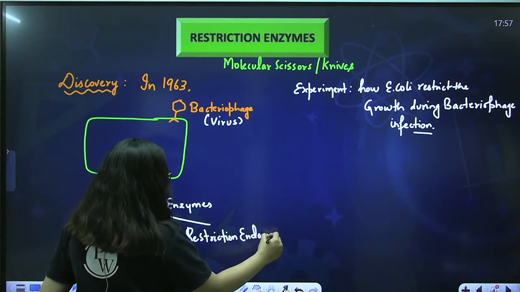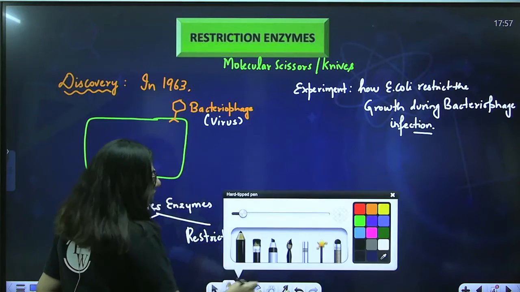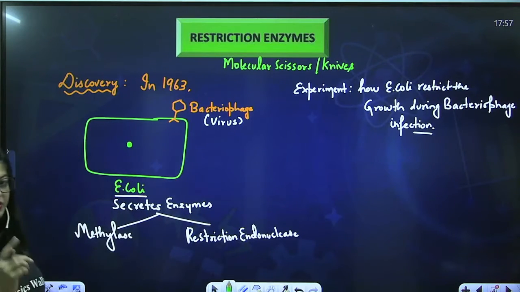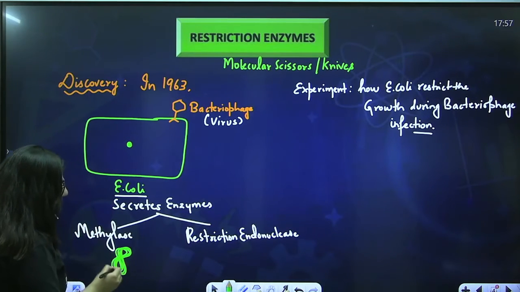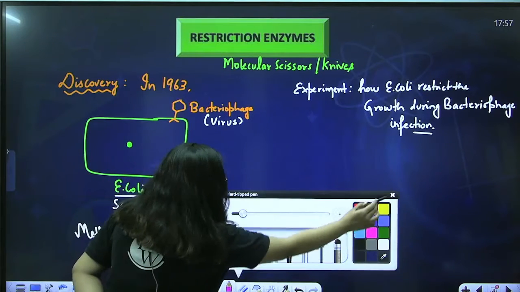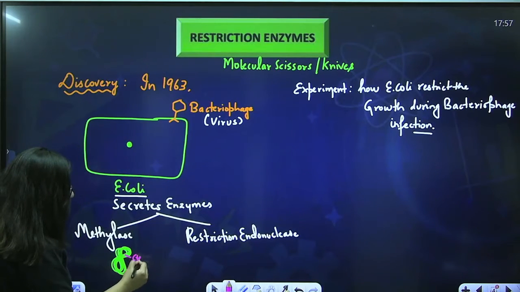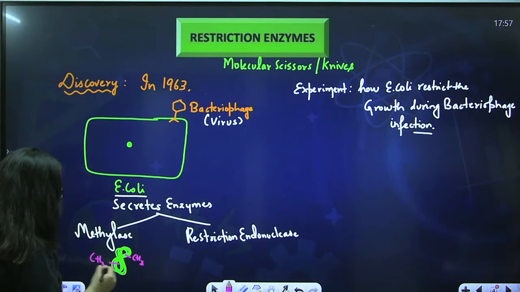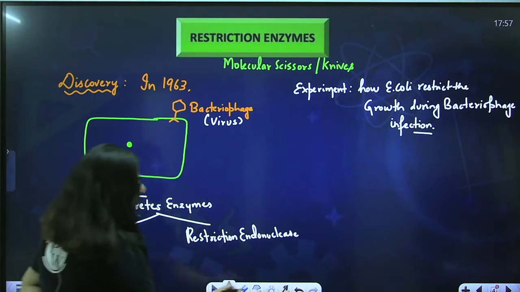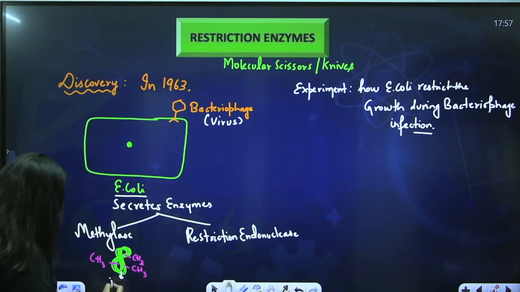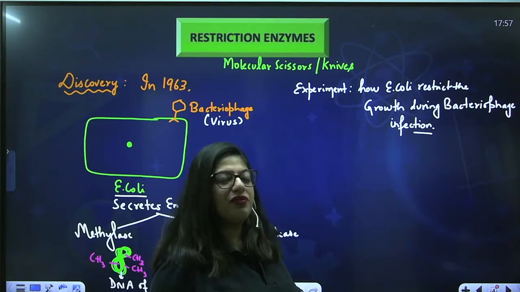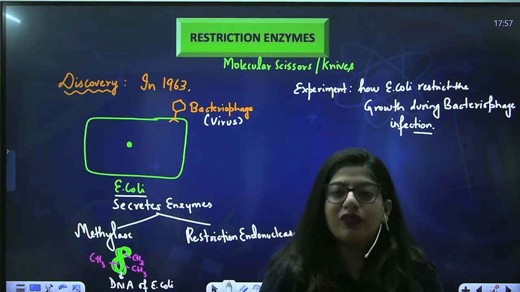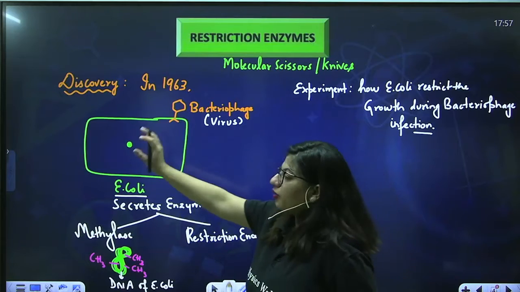Okay, now why was it doing this and what is the role of these enzymes? The role of the first enzyme, methylase, is to add a methyl group to the entire DNA of E. coli. Imagine this green one is the DNA of E. coli. When E. coli senses that it is going to get attacked by the bacteriophage, E. coli will secrete methylase that will methylate the entire genome of the E. coli. So it has added a methyl group to its own genome.